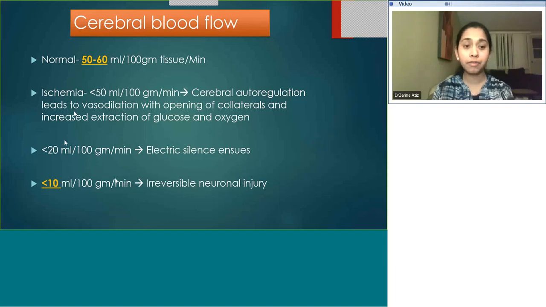But when the cerebral blood flow goes below 20 ml per 100 gram per minute, it is at that time an electrical silence ensues. That is what I said is the cortical impedance increases. And when it goes down below 10, that is where the irreversible neuronal injury occurs. So this is how the cerebral blood flow will characterize the stage of the neuronal dysfunction.